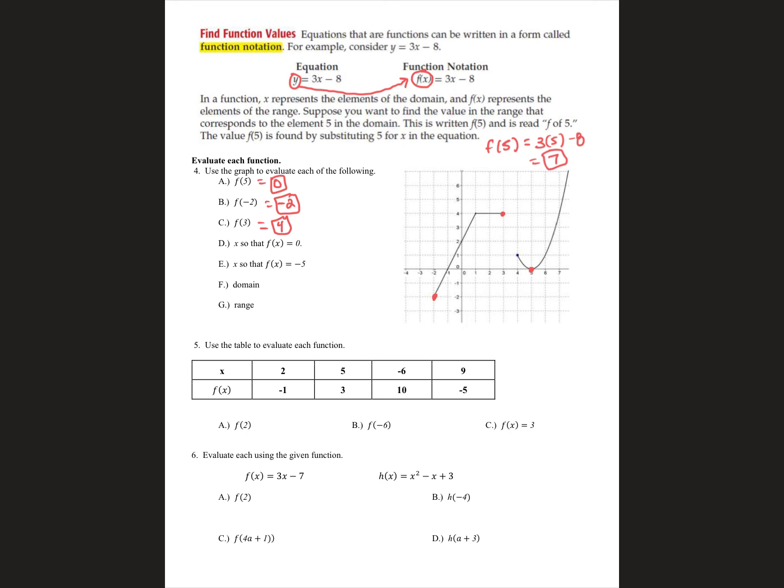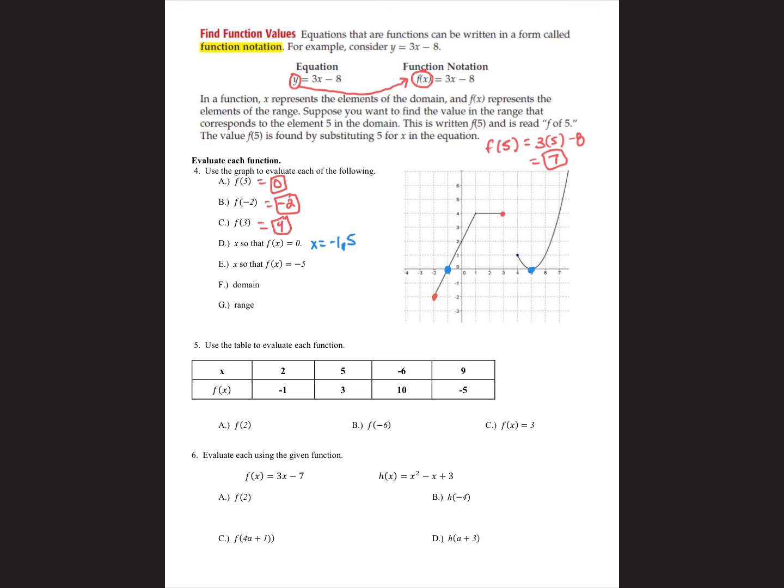Again, just kind of going back to this relation. You have an x value, you have a y value. Letter D, now we're asked to find x, so we're finding the input value for when the output value f of x is 0. So what values of x do I plug in that will give me an output value of 0? So where do we get 0? We get it at 5 again and at -1. Both of those values, when I plug it into my function, I get out an output value of 0. So we're going to put x is -1 and x is 5.